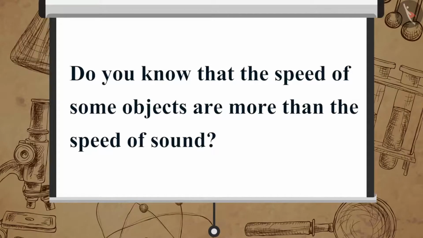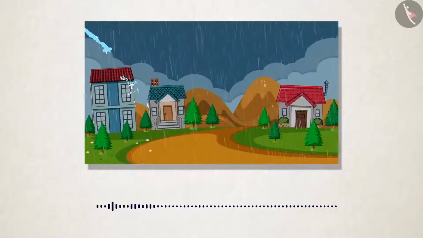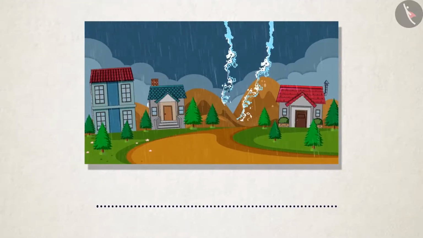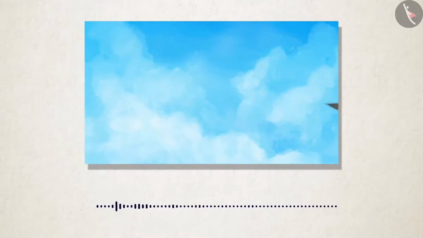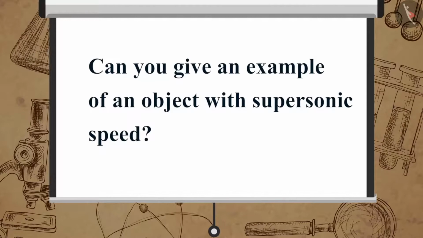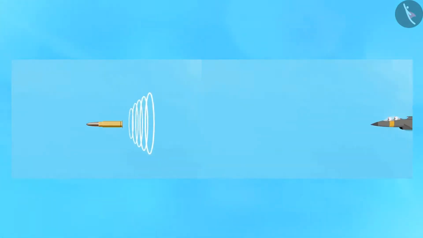Now, do you know that the speed of some objects is more than the speed of sound? An object with speed more than that of sound is said to travel at supersonic speed. Can you give an example of an object with supersonic speed? Bullets and some jet aircrafts are some objects which travel at supersonic speed.